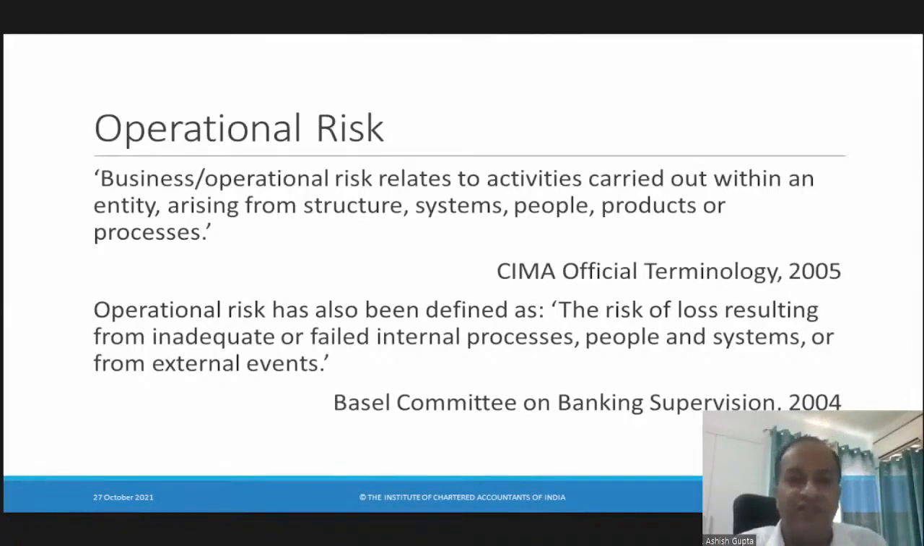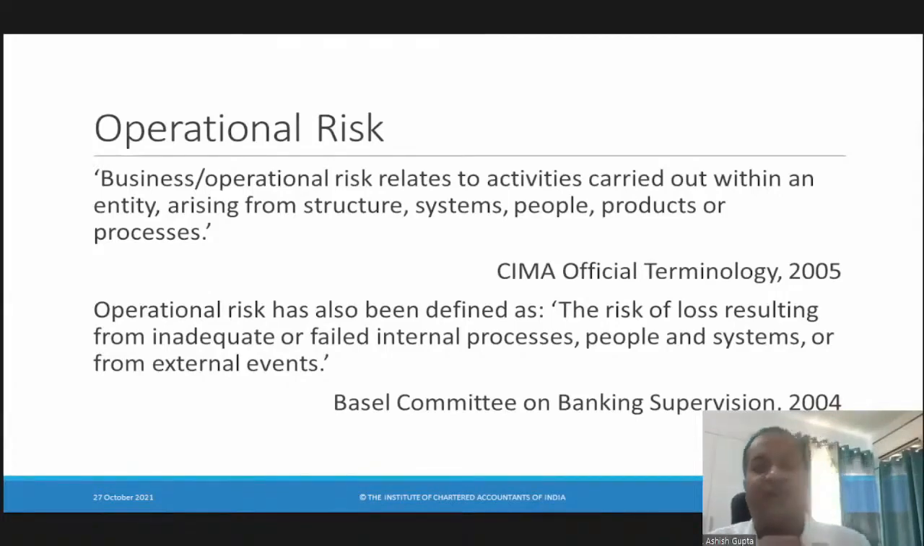Now, business and operational risk is related to the activities carried out within the entity, arising from structure, system, people, product, or process. See, students, in any organization these are the main constituents: structure, the organizational structure; system, the policies and procedures in play; people, the employees; product, the products they are using; and the processes. So ultimately, if there is any fault in any of these items, your company is taking operational risk.